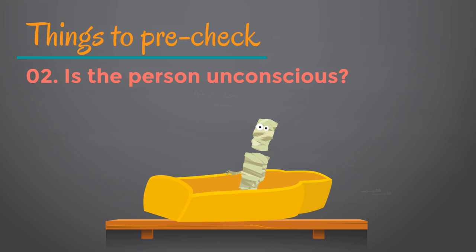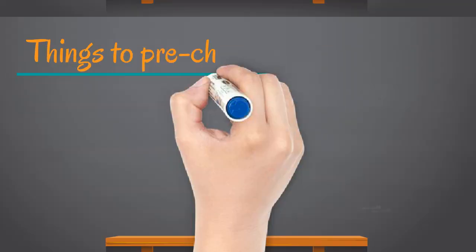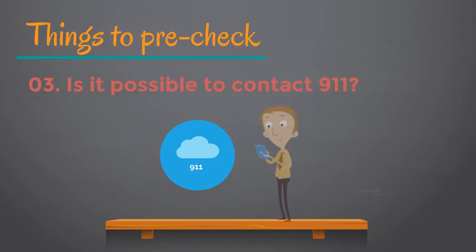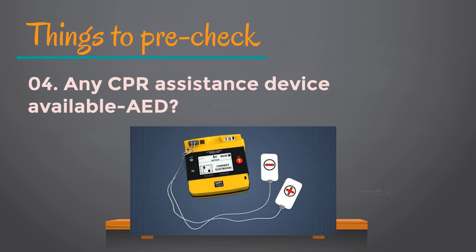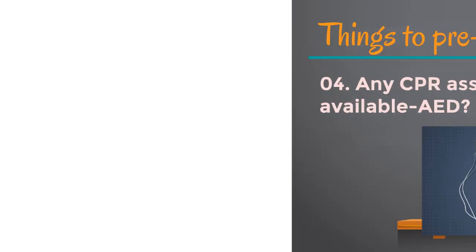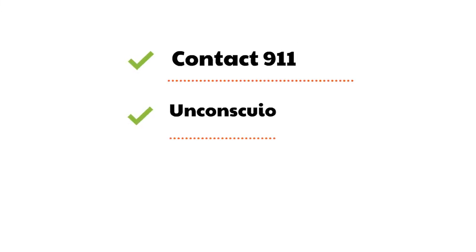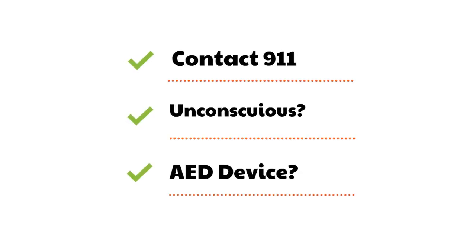Is the person getting CPR conscious or unconscious? If there is more than one person available, make the person contact 911 immediately, while starting the procedure. If a CPR assistance device, AED, is available, follow the instructions given on the screen. If you have already gone through these steps, let's move on to the actual phase.